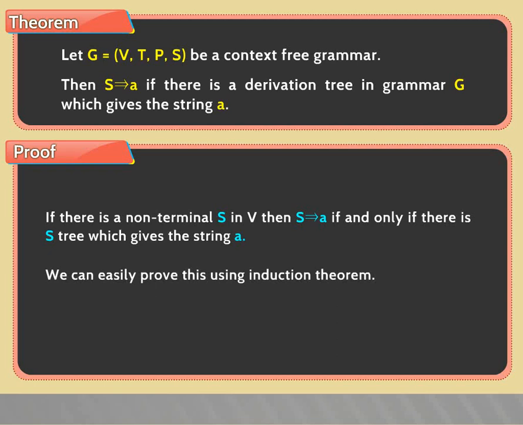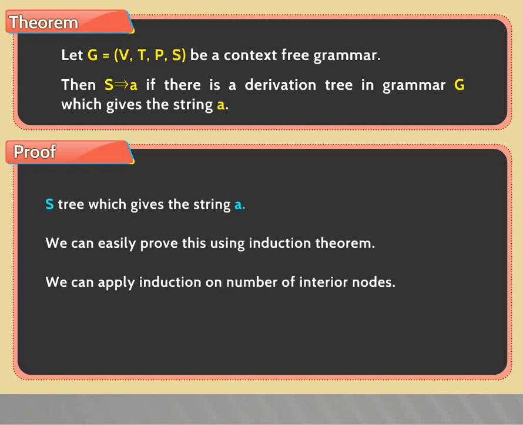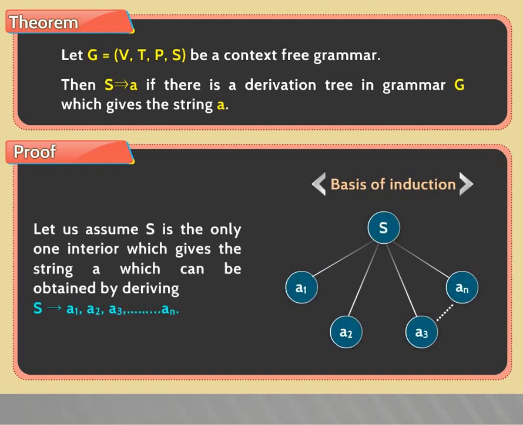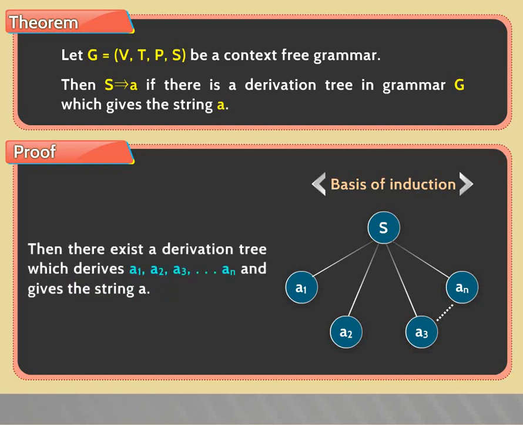We can easily prove this using induction. We can apply induction on the number of interior nodes. Basis of induction. Let us assume S is the only interior node which gives a string α, which can be obtained by deriving S → A1, A2, A3 up to An. Then there exists a derivation tree which derives A1, A2, A3 up to An and gives the string α.